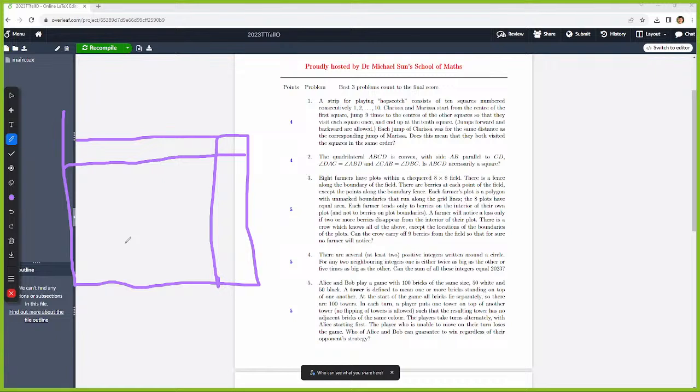Wait, so can I go diagonally? No. It's a polygon, yeah? Polygons are like this, but this is not a polygon. They're not joined.